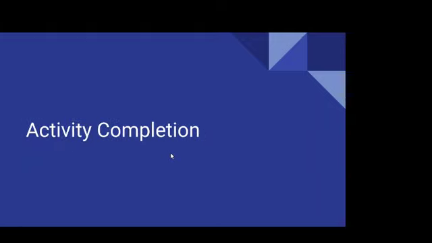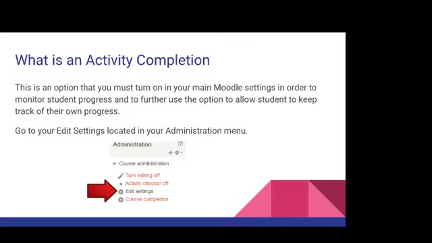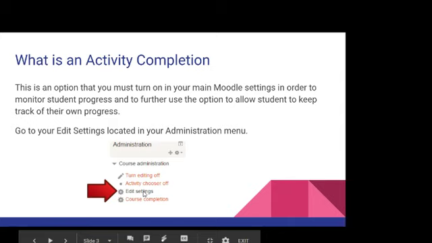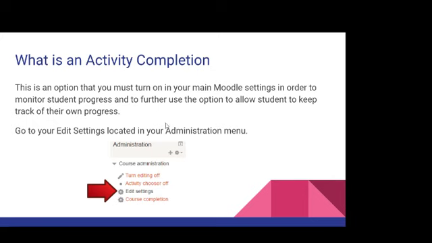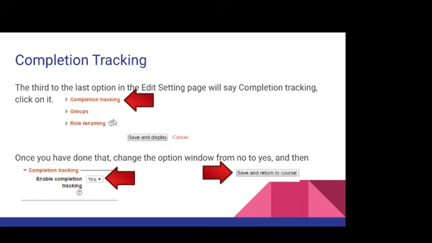First off, though, one of the things that you're going to need is activity completion. Now, the activity completion is actually located in your administrative menu. So if you're in one of your classes, there is the administration menu that should be on the left-hand side. You'll see where it says course administration, and the most likely third one down will say edit settings. Once you've gone into edit settings, you'll go down to a part where it says completion tracking, and you click on that one.